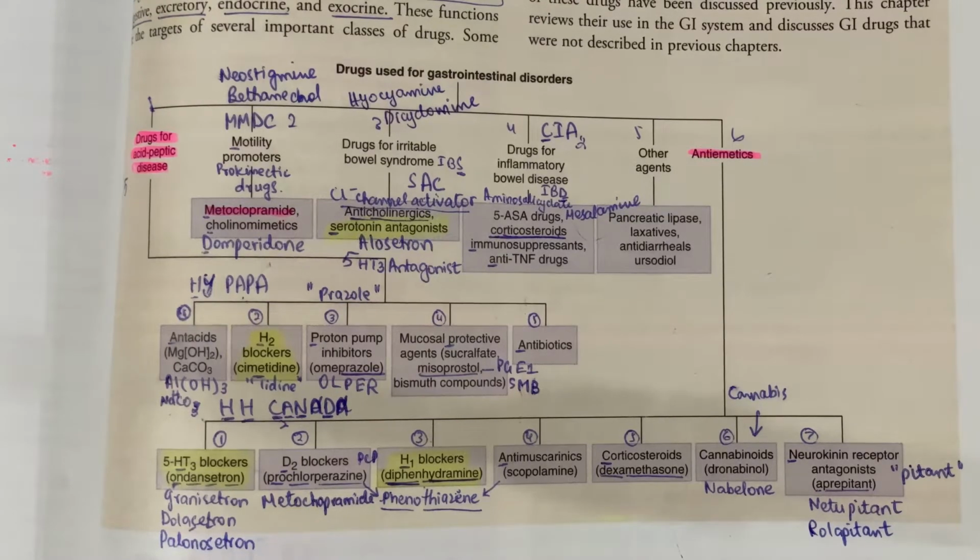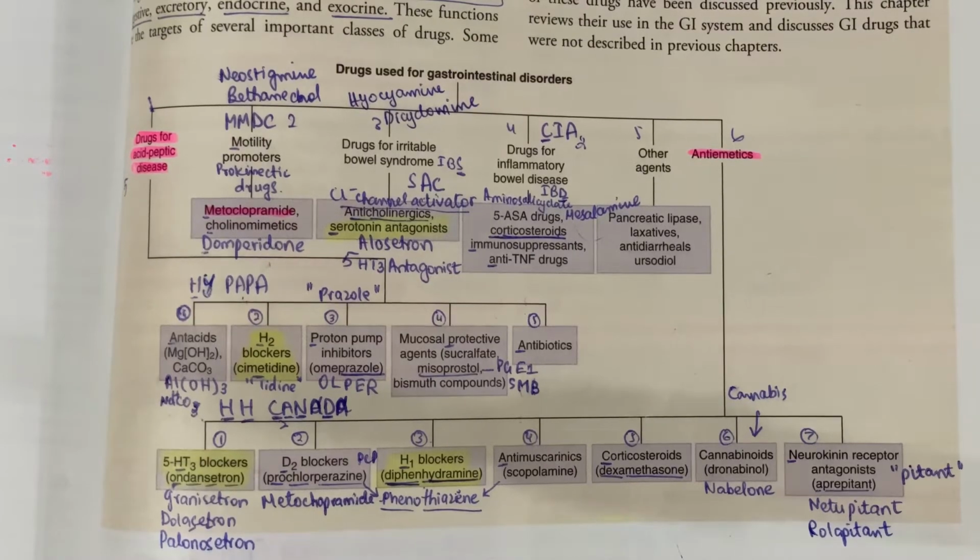Then we have drugs used for irritable bowel syndrome. Its mnemonic is SAC. S is for the serotonin antagonist alosetron, for irritable bowel syndrome. A is for anticholinergics, and C is for chloride channel activators.